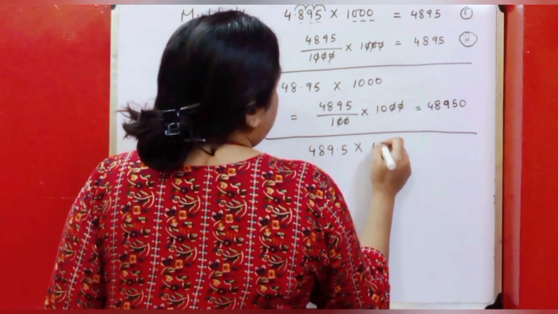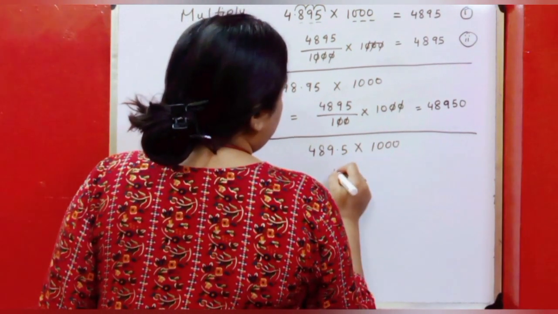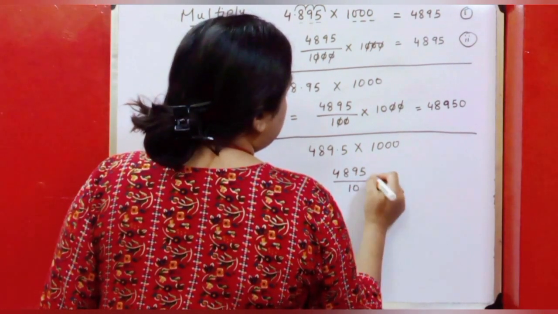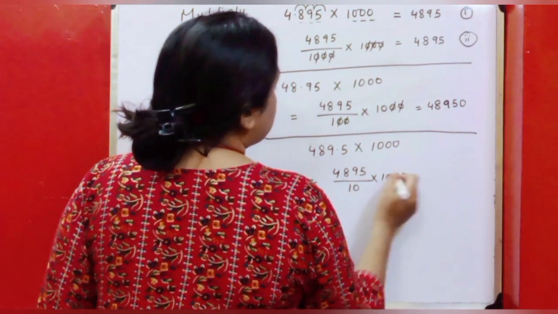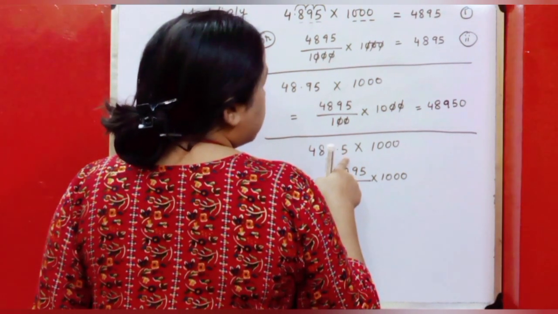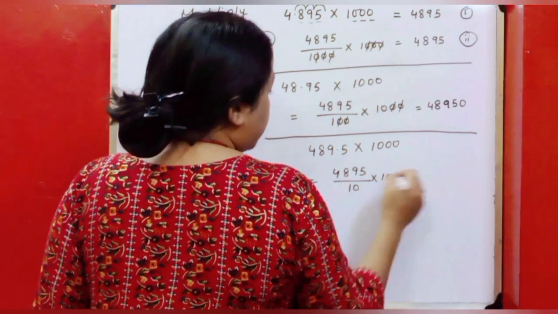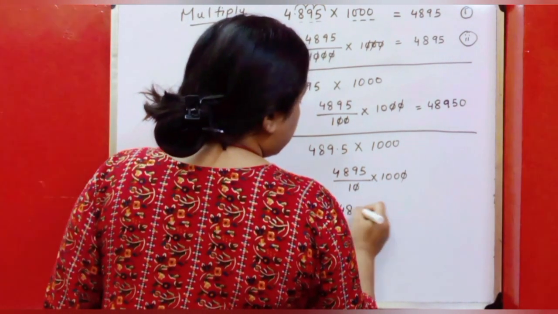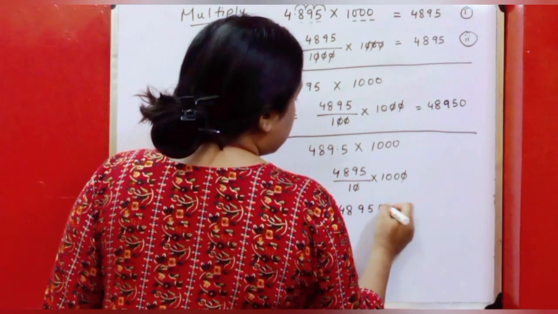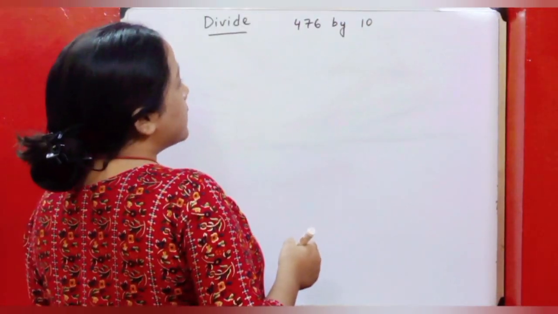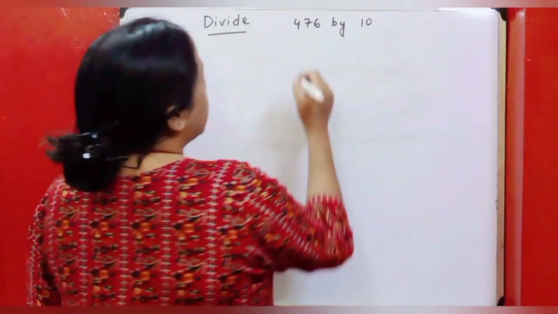489.5 multiplied by 1000. So 4895 by 10 multiplied by 1000. Why 10? Because after this decimal only one digit is there. So that's why 10. 000. So the answer is 489500.